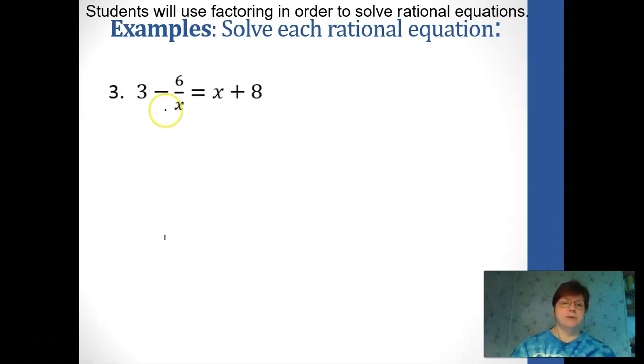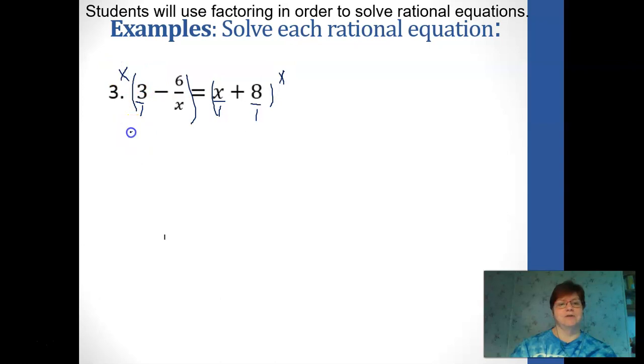So when we look at number 3, it's really not too bad. Because when you look at number 3, you see that we have 4 terms. The first is 3 over 1. The second is 6 over x. The third is x over 1. And the fourth is 8 over 1. So what's our common denominator? Well, our denominator is 1 and x. So our common denominator is x. So we're going to multiply both sides by x.